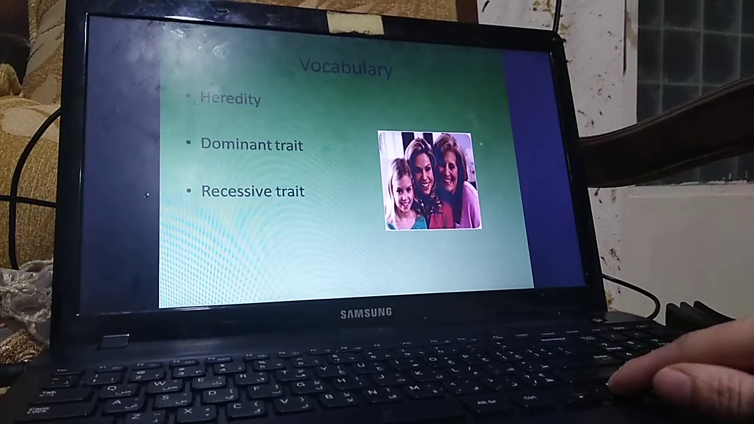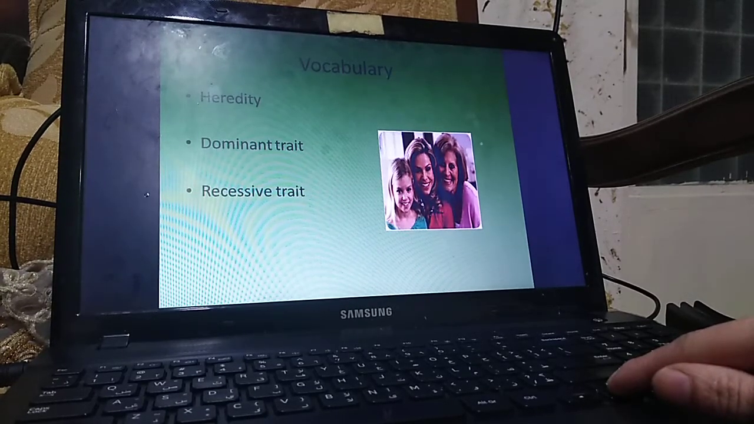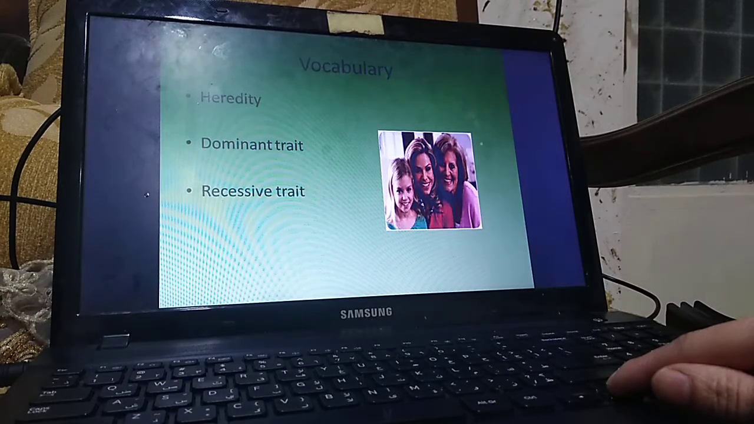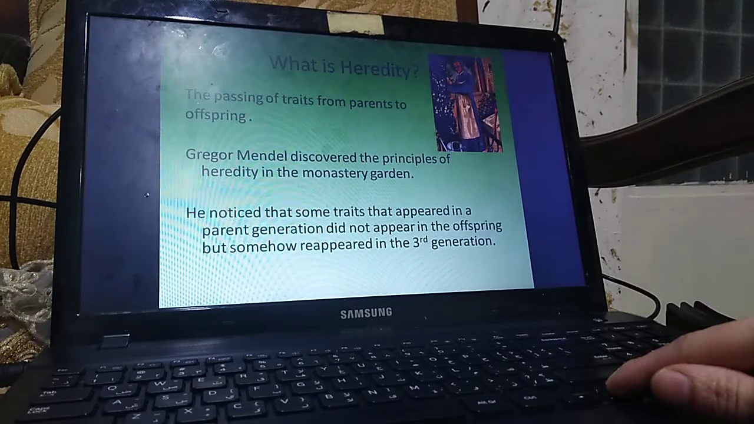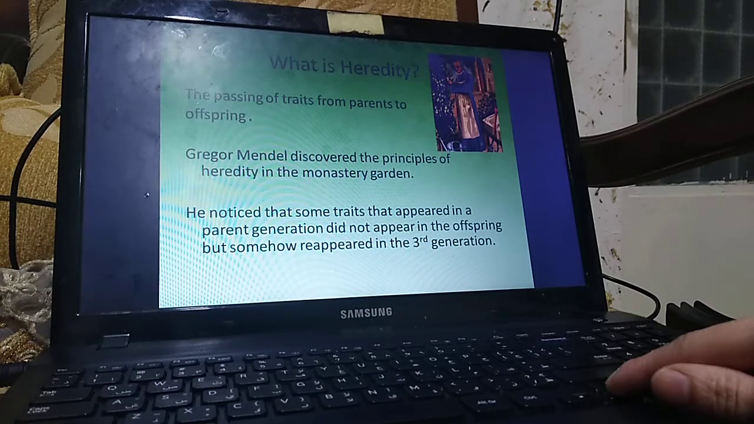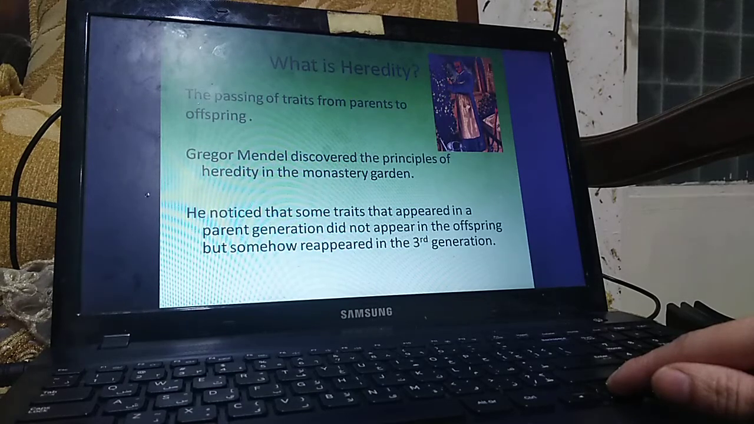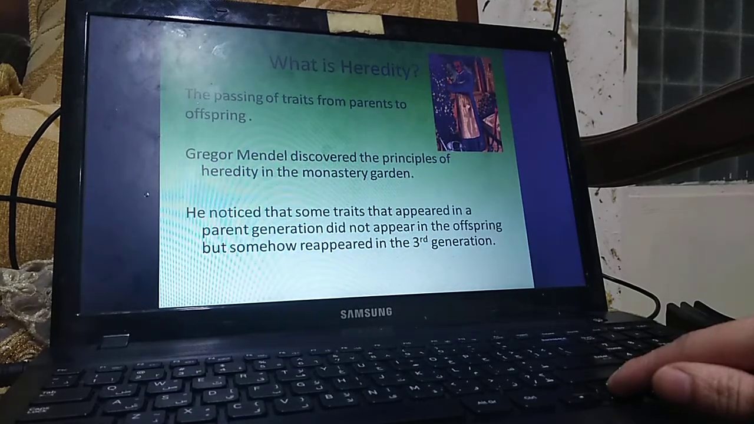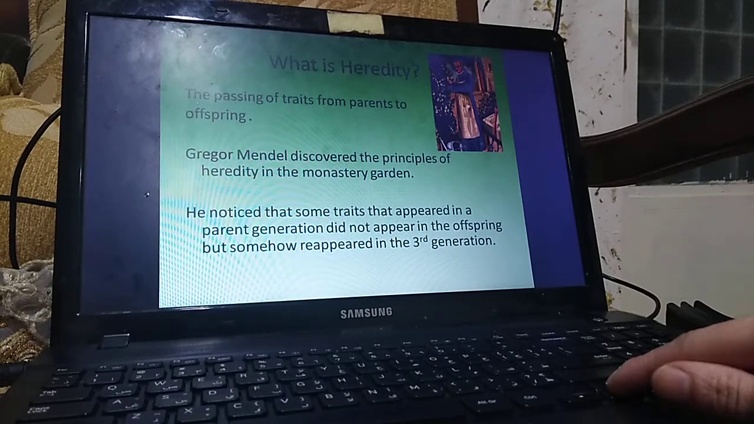When we look at this picture, you see 3 generations of women in the same family. As you can see, they are similar in appearance. This is because of what we call heredity. Heredity means the passing of traits from parents to offspring. So, for example, the eye color is a trait. This trait can move from one generation to the other. So, I may take my eye color from my father or even from my grandfather or grandmother.